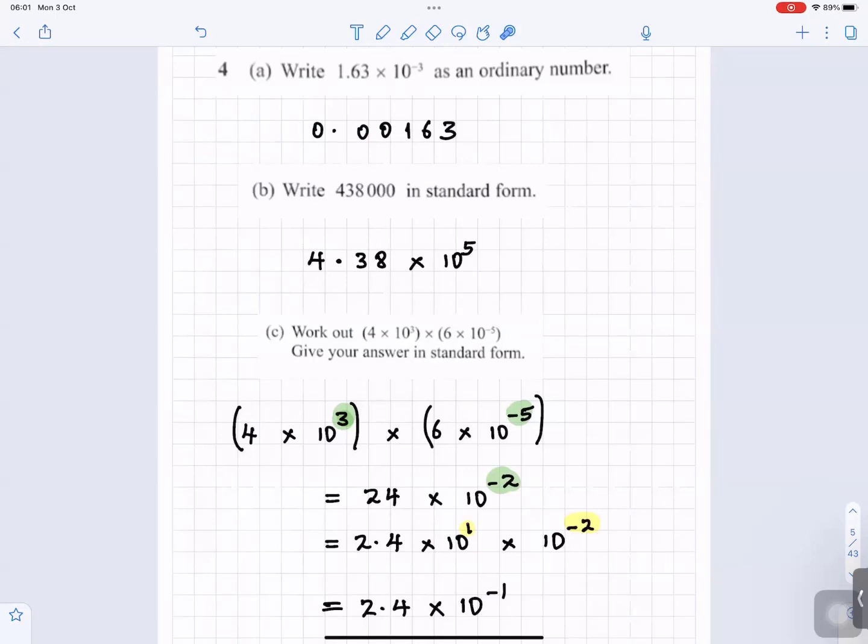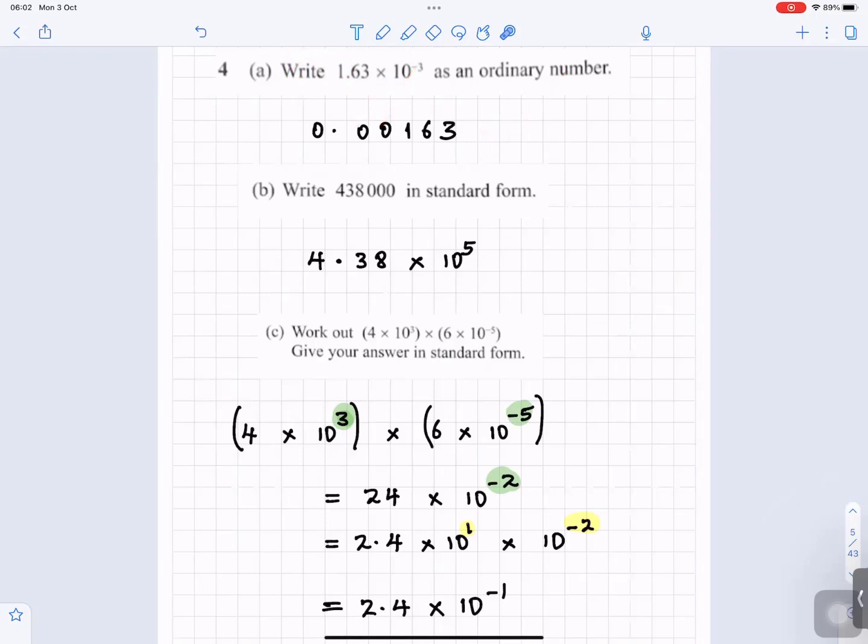Question number 4. Write 1.63 times 10 to the minus 3 as an ordinary number. As an ordinary number, you want to get rid of the 10 to the minus 3. So the decimal place will move 3 places behind. 1, 2, 3. Put a 0 under the arches. So 0.00163.